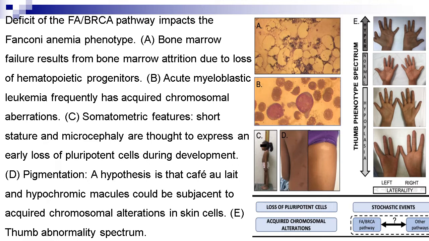In this figure, you see in figure A the bone marrow which is hypocellular, and these large cells are the fatty cells. The fatty cells replace the cellular bone marrow. As we said, Fanconi anemia is an inherited disorder. It is caused by a deficit in the Fanconi BRCA pathway that impacts the Fanconi anemia phenotype.